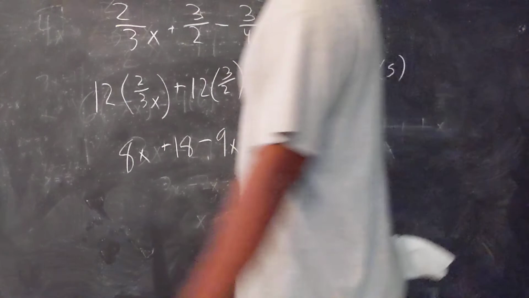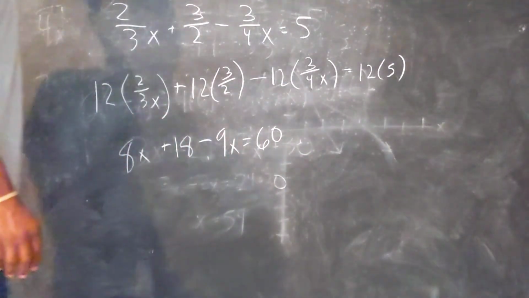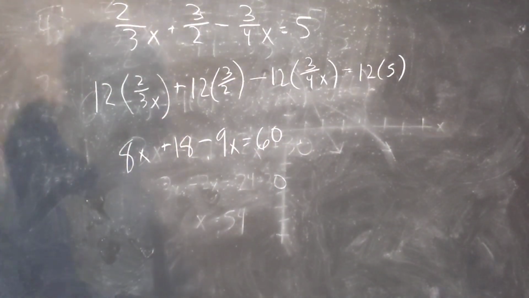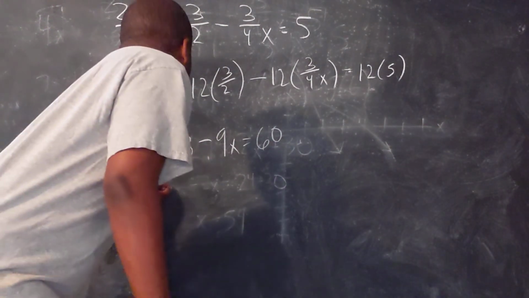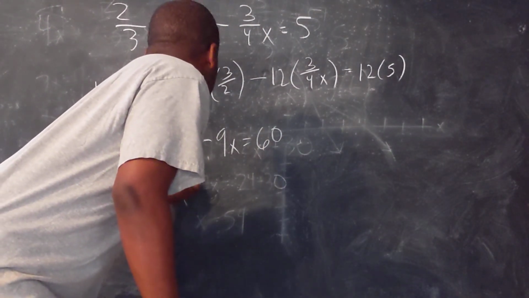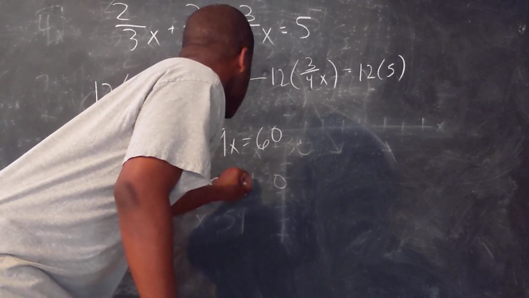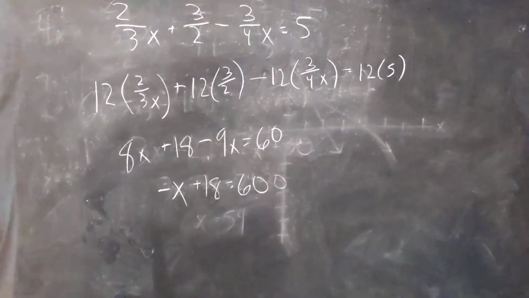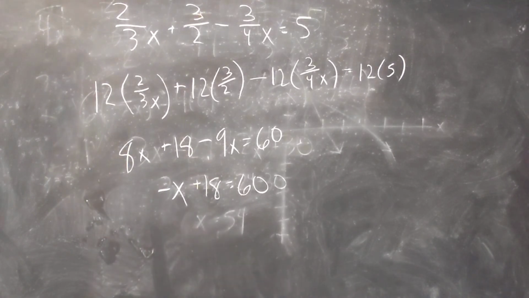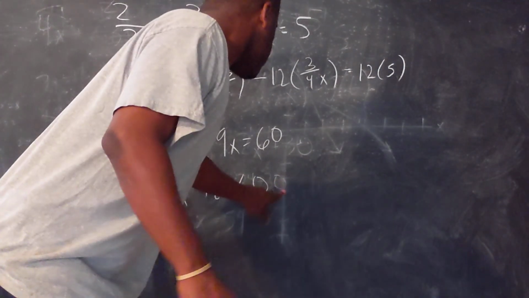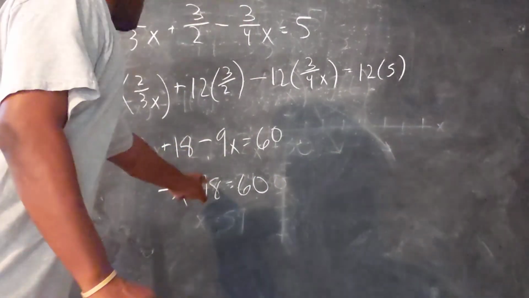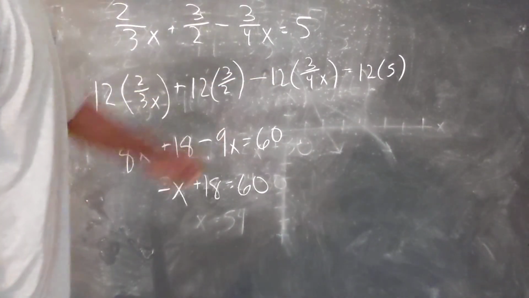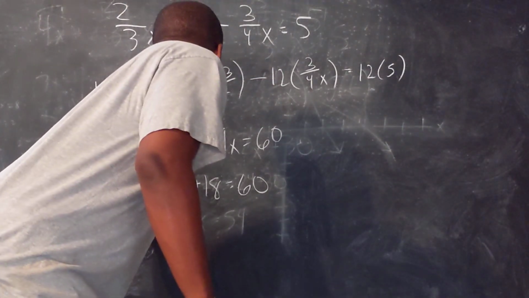So now we still have another type of equation. Let's simplify on the left. 8x plus 18 minus 9x. That's going to give us 8x minus 9x, which is negative x plus 18, which is equal to 60. And now the only thing we need to do is take this positive 18 to the other side and subtract it.